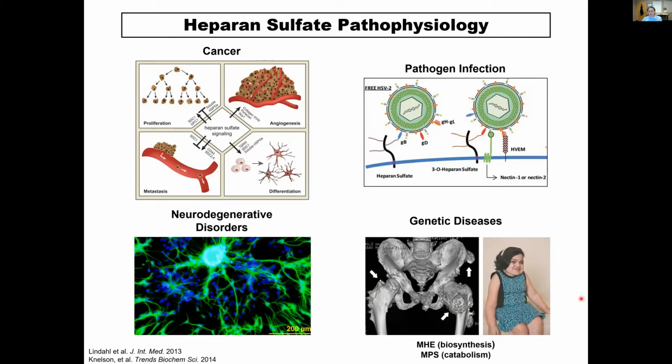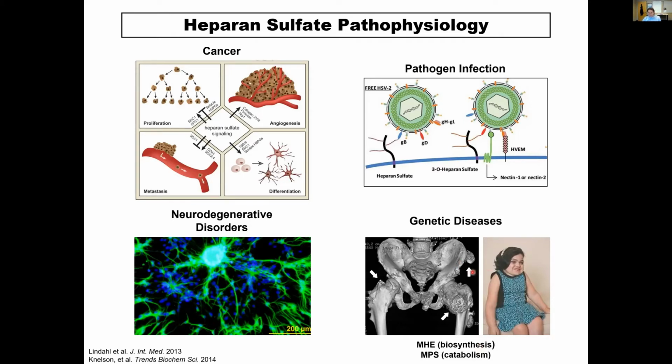And then the last category that I'm highlighting here is that there are certain rare genetic disorders where there's either a defect in the biosynthesis of heparan sulfate or the breakdown or catabolism of heparan sulfate in the lysosome, for instance, of cells. And when you have a defect in either of these processes, it causes very gross phenotypes.